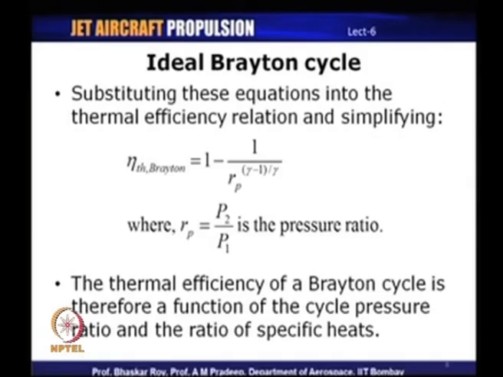So, what we see here is that the thermal efficiency of a Brayton cycle is relatively simple. By knowing the pressure ratio and assuming the ratio of specific heats, one can very easily express the thermal efficiency of a Brayton cycle in terms of two simple parameters. One is the cycle pressure ratio P2 by P1, and the other parameter involved here is the ratio of the specific heats, that is gamma.